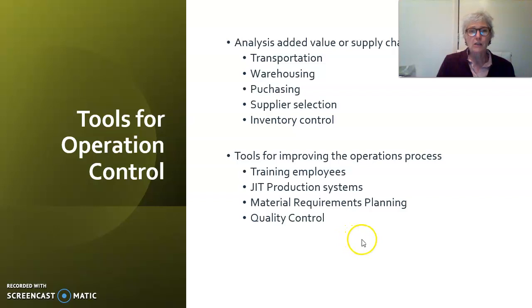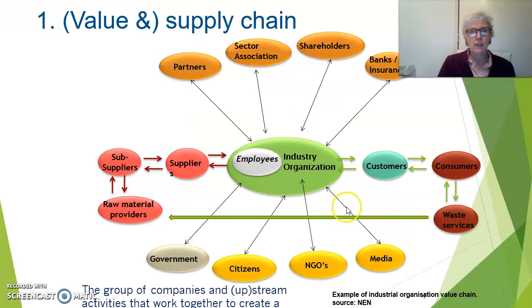When we've assessed the performance of operations, we can improve the process by training employees or implementing just-in-time production systems, or use material requirement planning so that we are on top of adding the materials at the right time when it is needed. And finally, quality control. But first, let's have a look at the value added analysis.